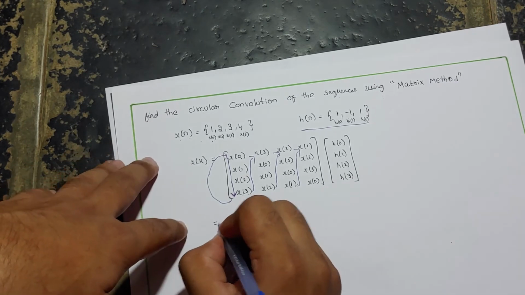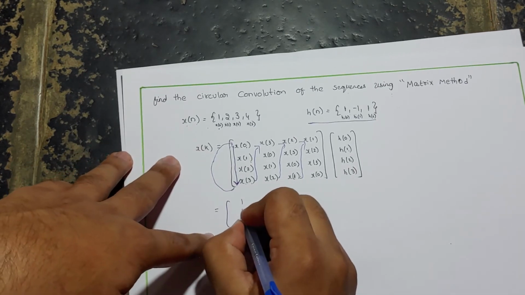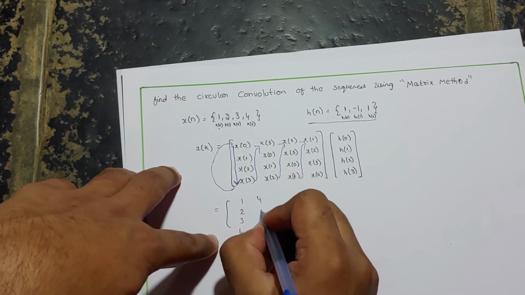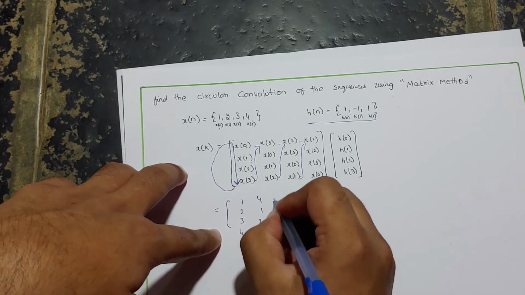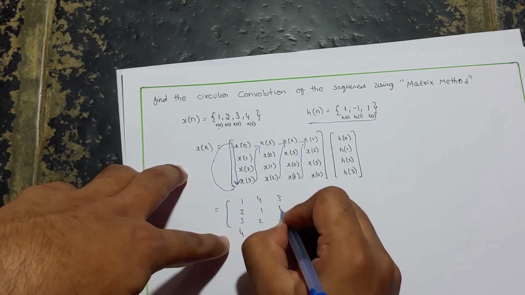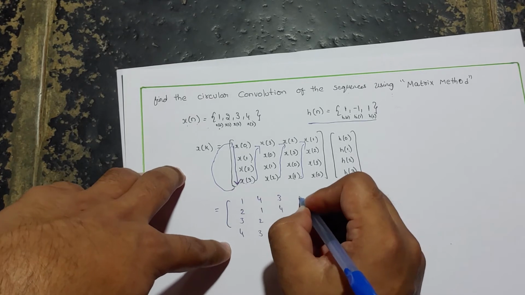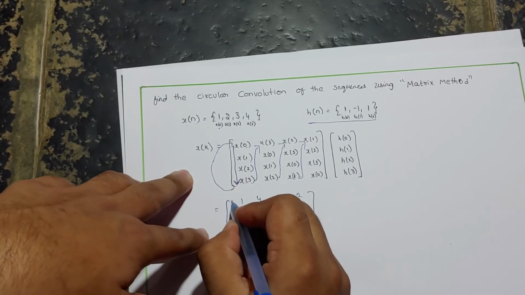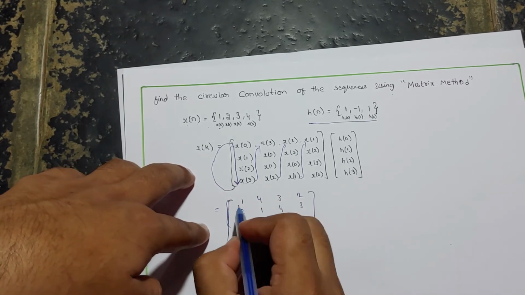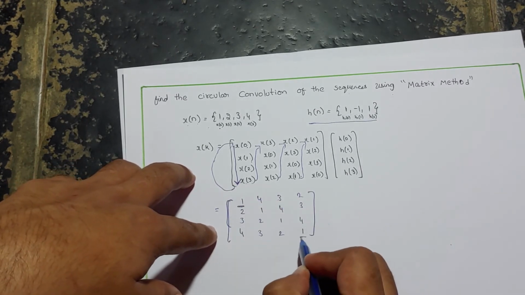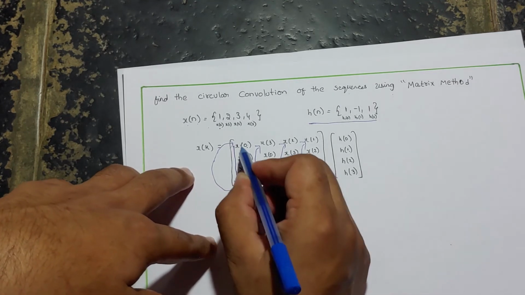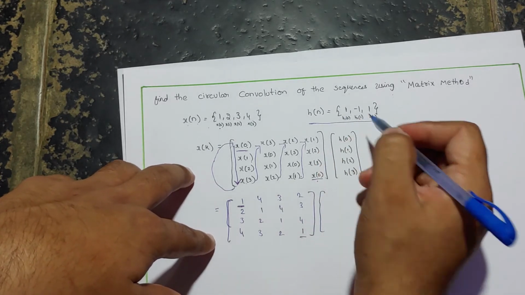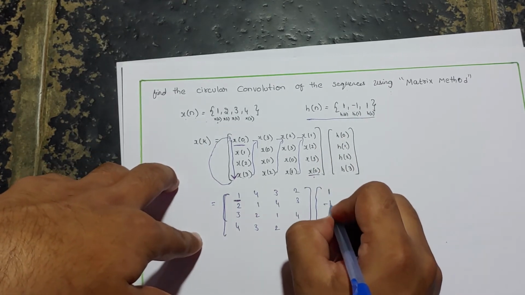Let us write it. 1, 2, 3 and 4, and we have to take this 4 here. 1, 2, 3, and we have to take this 3 here. 4, 1, 2 and continue 2, 3, 4, 1. You can check that the starting element and the ending element will be the same, as we start with x of 0 and end with x of 0. And the next, h of n, which is 1, minus 1, 1.